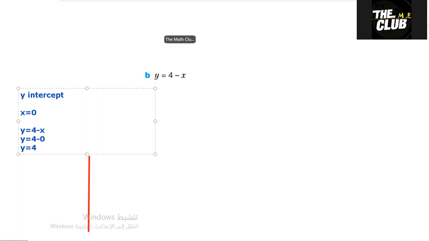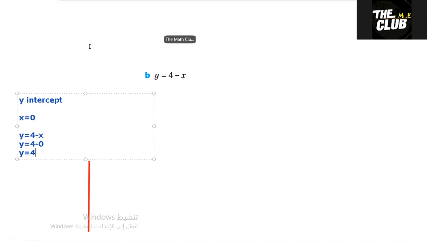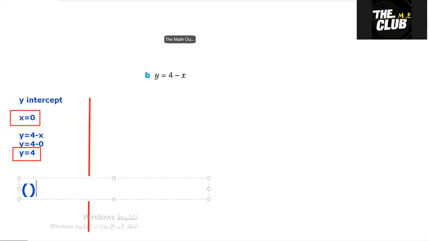Now, this is the y-intercept. Now, after finding y equals 4, I can write the coordinates using the points x equals 0 and y equals 4. So I'm going to put x equals 0 and y equals 4. And when we write a coordinate, as we said, we put it in brackets. So we put it like this. Brackets, x is 0, so we write 0, and then comma and 4. This is the y-intercept.